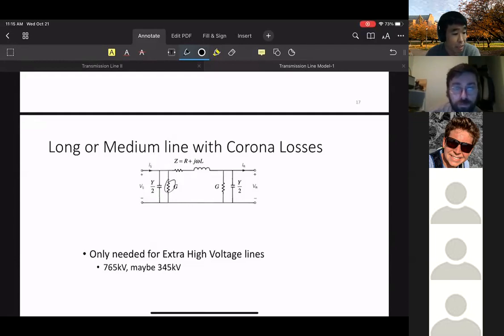We don't ignore them, and when the value is needed, we'll just give you the value. The value will be stated to be what it is. Okay, so that's corona loss.